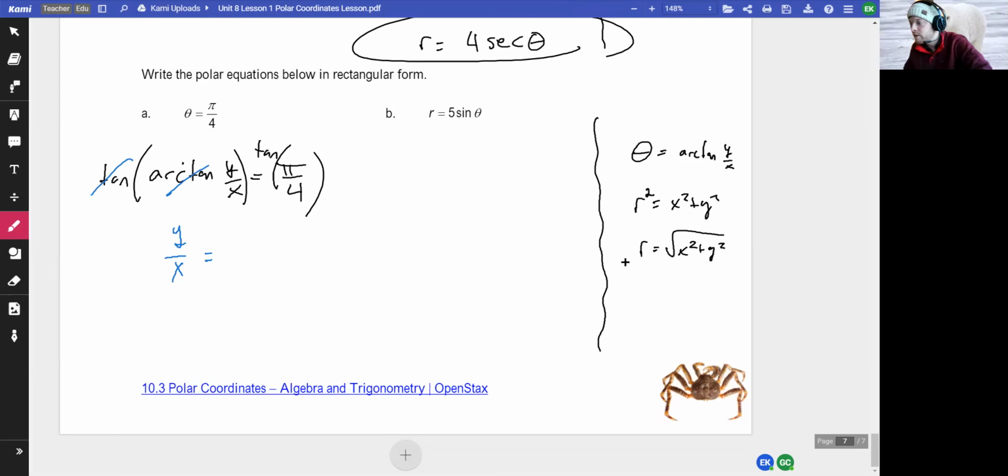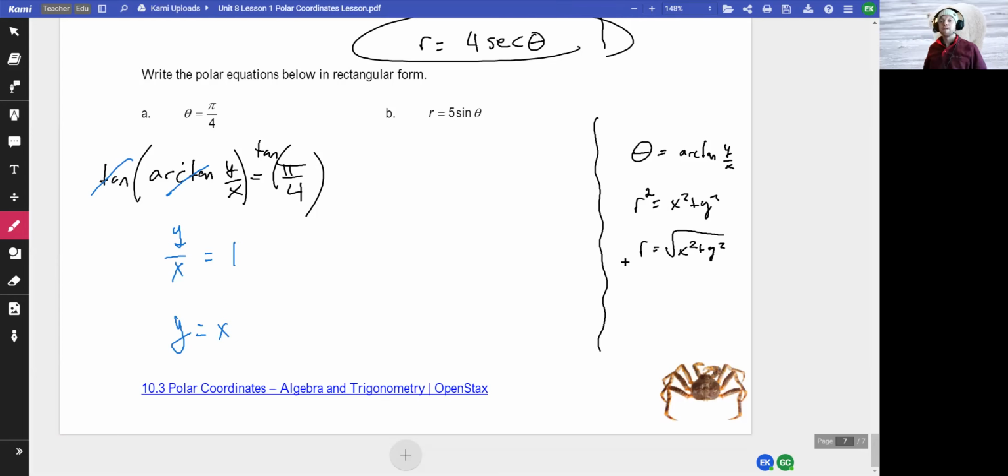That's really y over x equals tan of pi over 4. That's 1. Let's multiply by x on both sides. And we got what you intuitively knew from graphing, because drawing a picture is really just the best way to do all math, in my opinion.